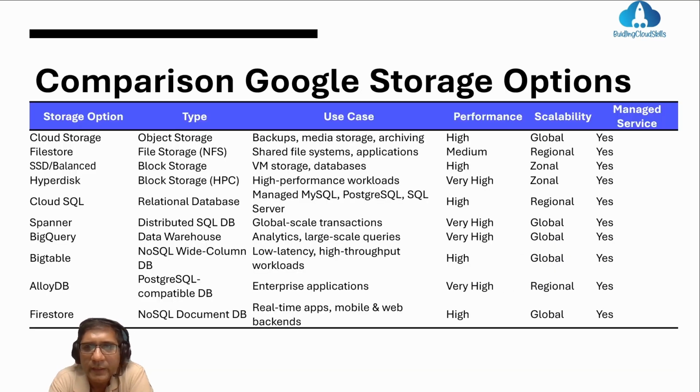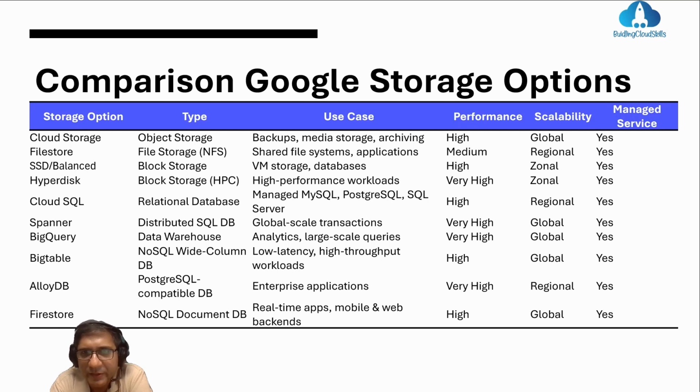All right, so at the end, I just want to compare the different storage options that we have discussed in this module. We started with cloud storage. Cloud storage again is an object store. It is useful for backups, unstructured data, files, logs, everything that needs to be saved and stored but cannot go to a database can always come to cloud storage.